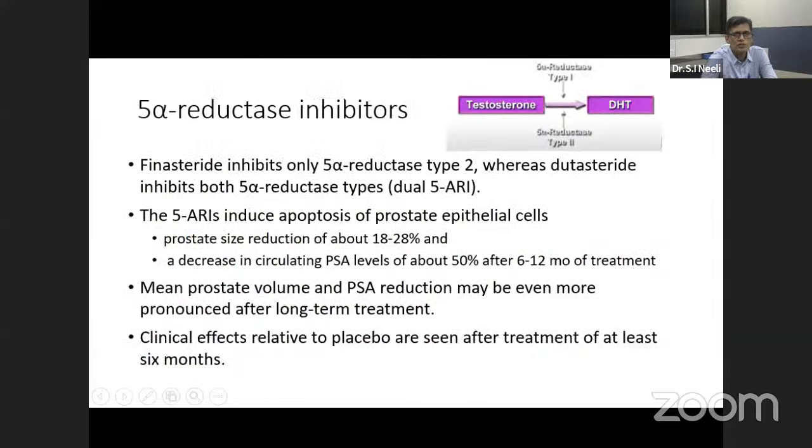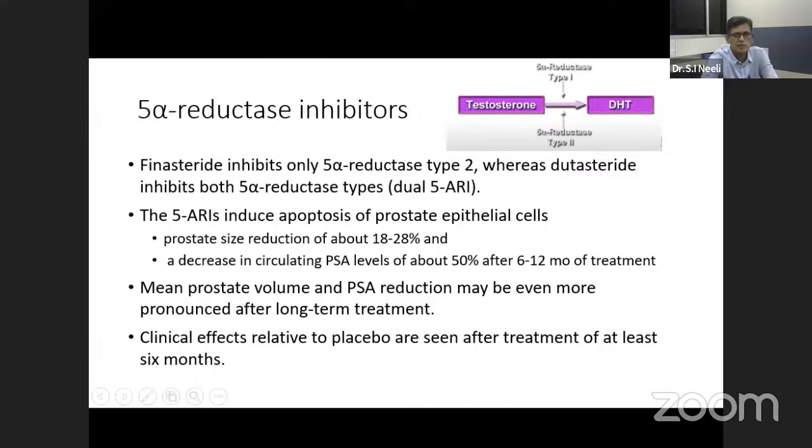Apart from alpha blockers, we use 5-alpha reductase inhibitors. There are two types of enzymes, type 1 and type 2, which are inhibited. Finasteride inhibits only the type 2 enzyme, while dutasteride inhibits both type 1 and type 2 5-alpha reductase enzymes.